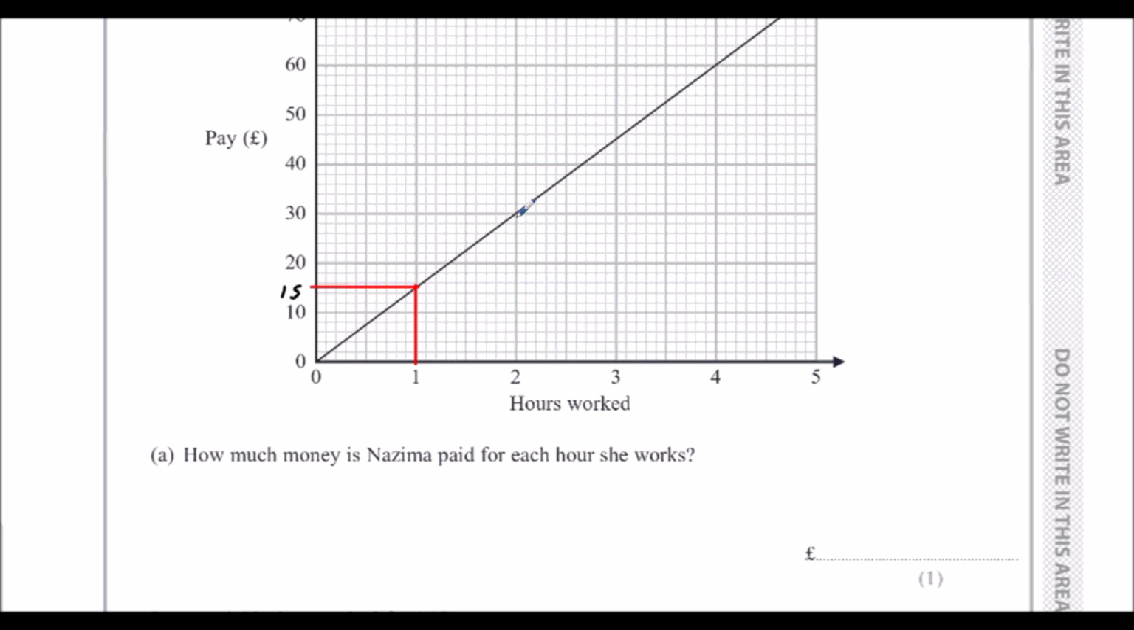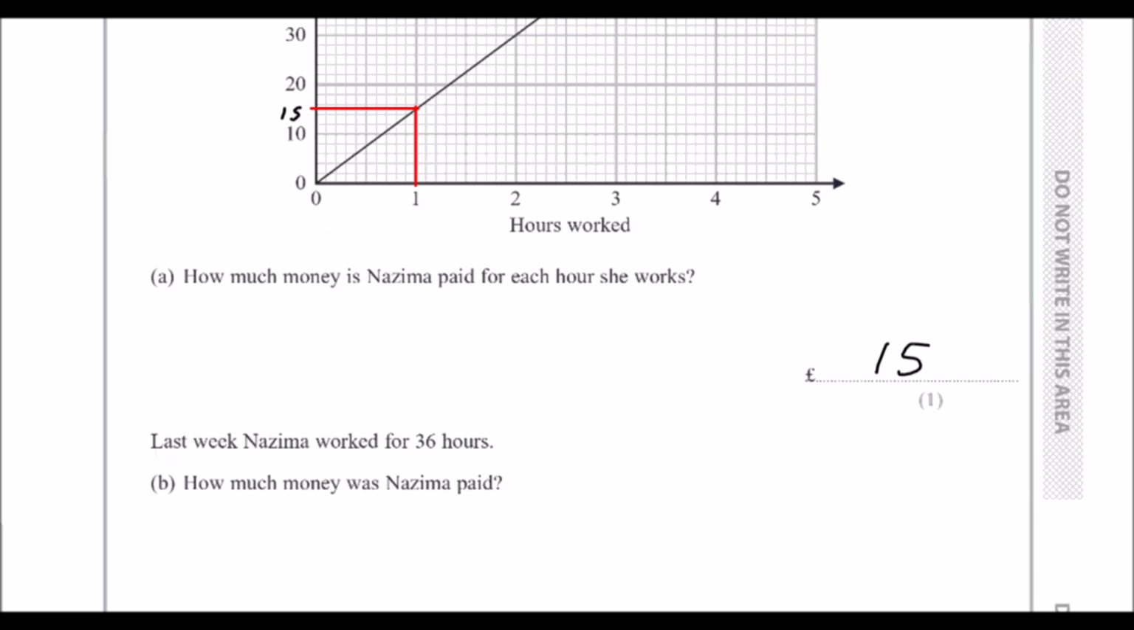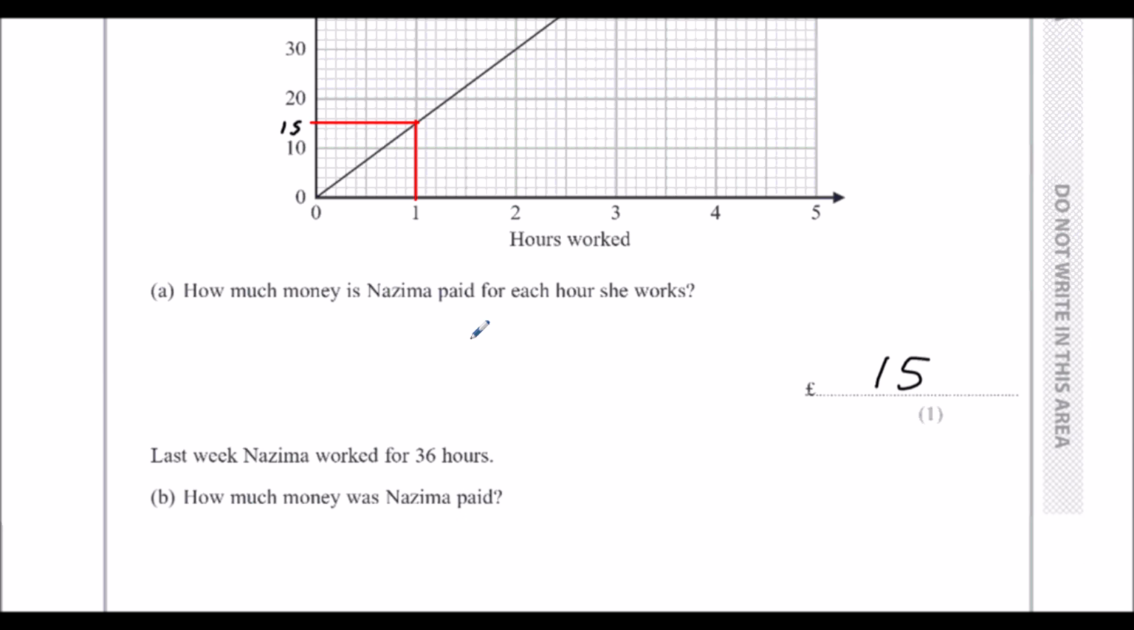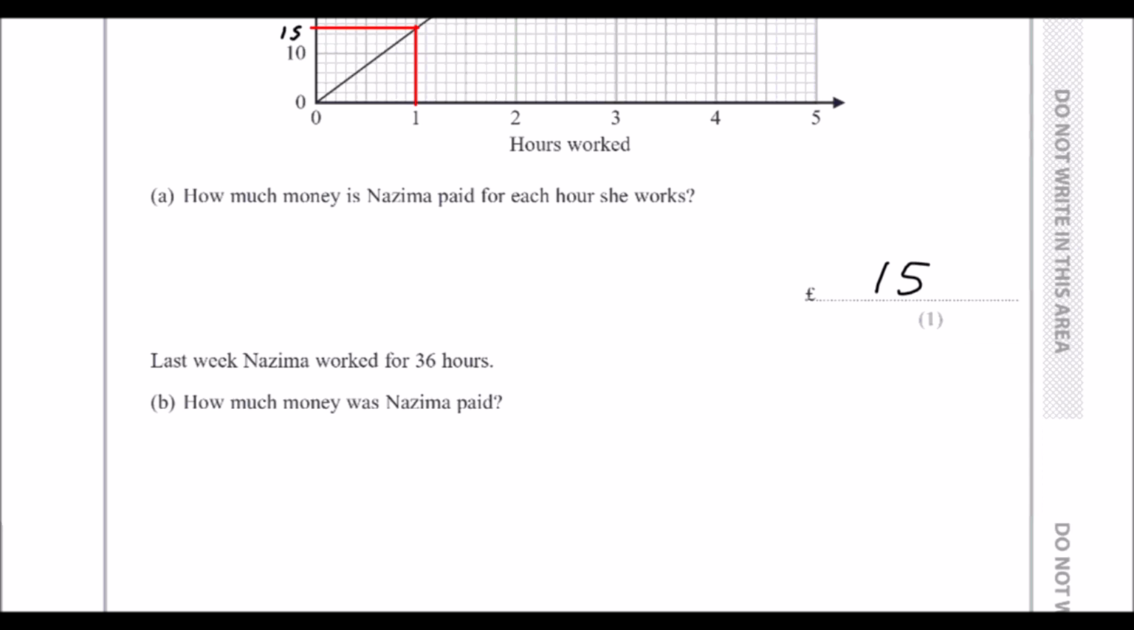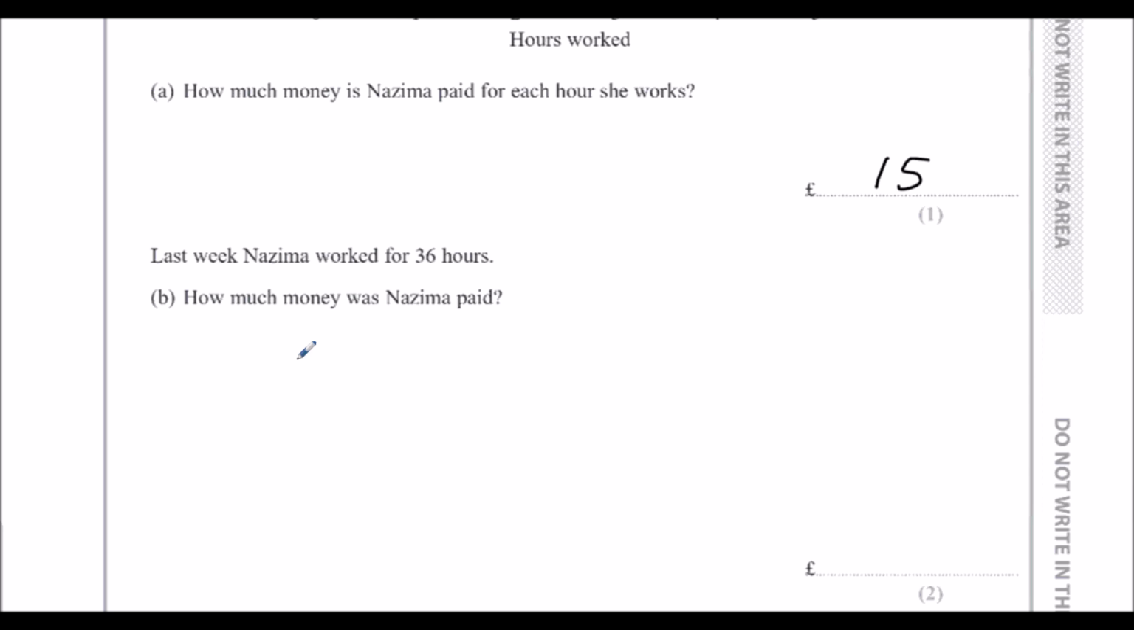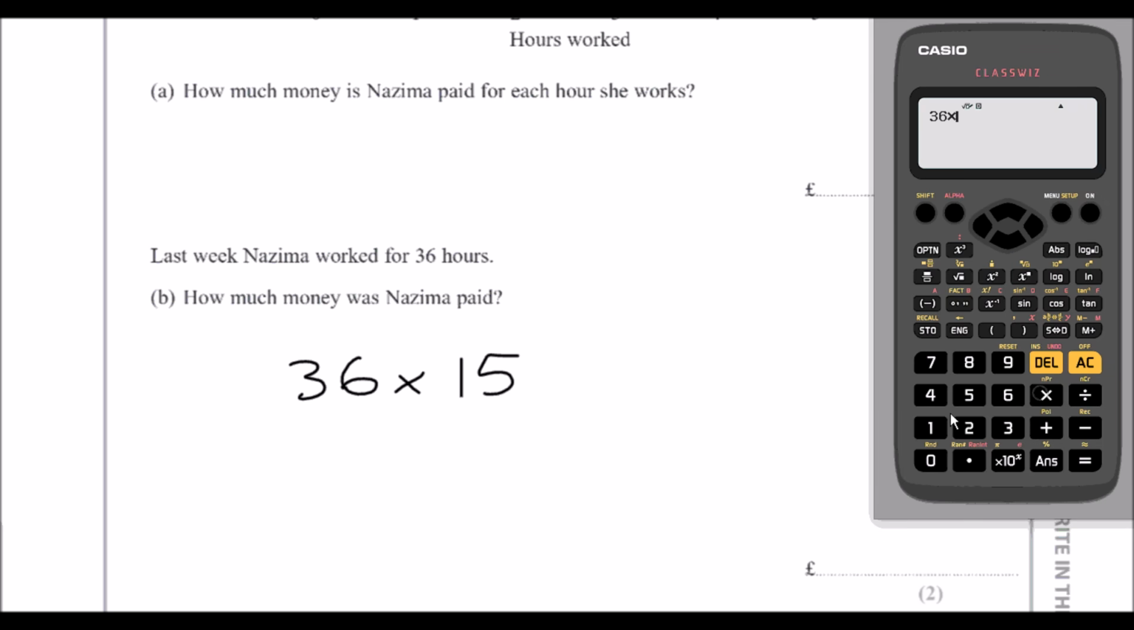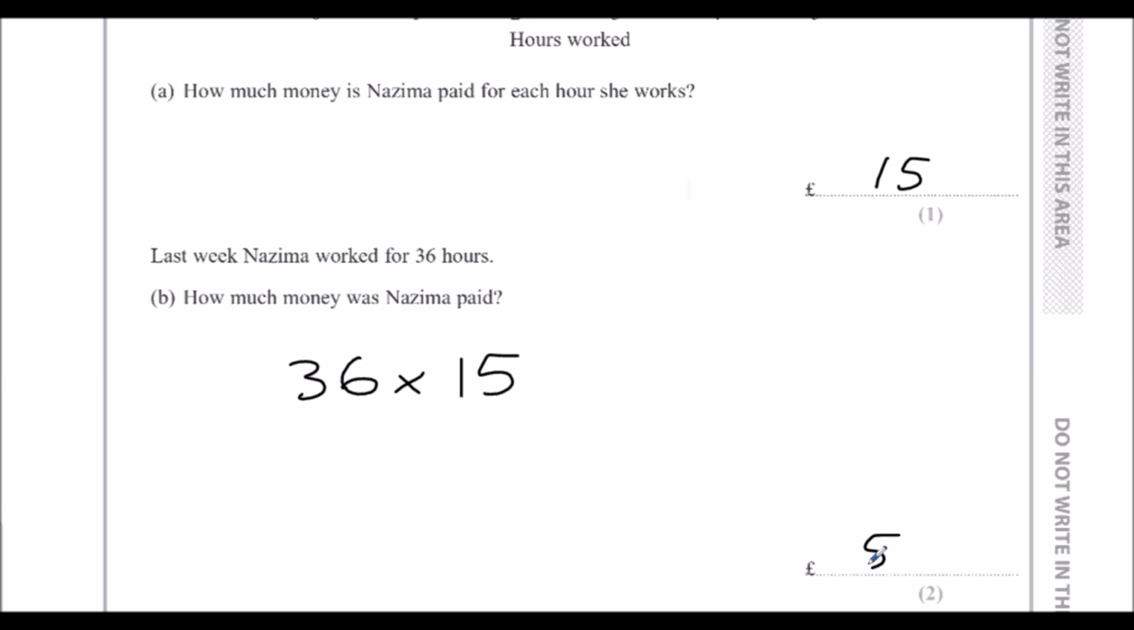So 2 hours is 2 15s, which is 30. 3 hours, 3 15s, 45, and so on. So 15 pounds for each hour. Last week, Nazima worked for 36 hours. How much was she paid? So 36 hours, £15 for each hour. 36 times 15 is £540.